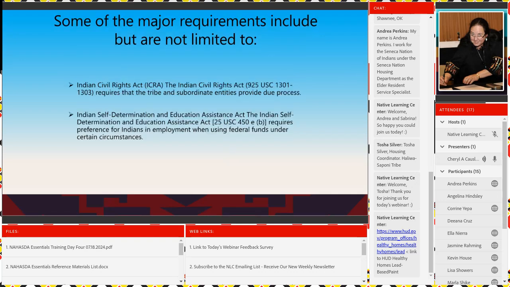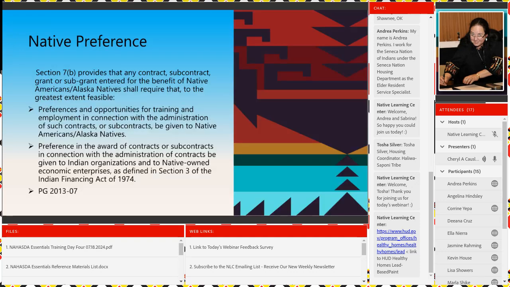Okay. The Indian Civil Rights Act, ICRA, requires the tribe and subordinate entities to provide due process. The Indian Self-Determination and Education Assistance Act requires preference for Indians in employment when using federal funds under certain circumstances.